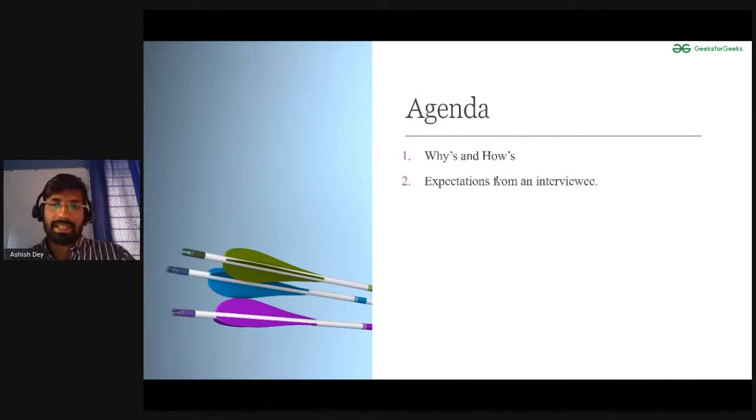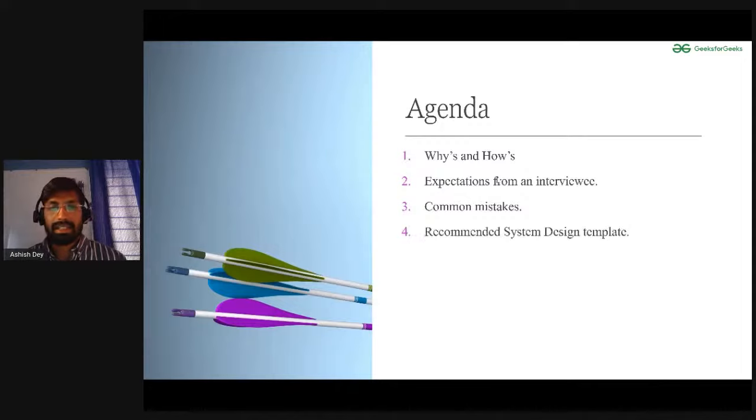We'll see expectations, like what they expect out of you. Is it that you be a leader, or is it that you work with the interviewer to come up with a solution? What exactly are the expectations? We'll see common mistakes that we generally make, and that completely screw up our system design interview.